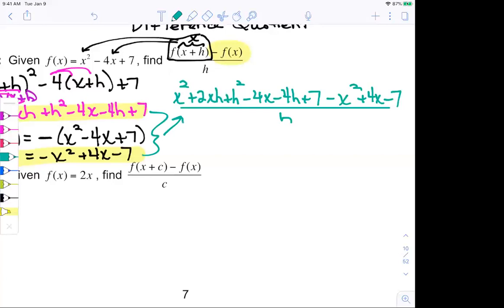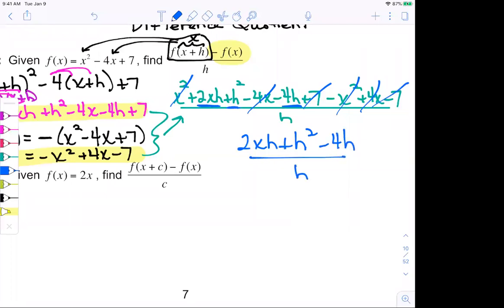If you look across this huge expression in the numerator, Peter, what do you notice about this expression in the numerator? They're like terms. Yeah, which ones are like terms? The x squared and the 4x and the 7. That was kind of nice. They all canceled. They were opposites even. So not only were they like terms, but they were opposites. If I carefully write down what's left, I have a 2xh, I have an h squared, and I have a negative 4h. In the denominator, there's still an h.